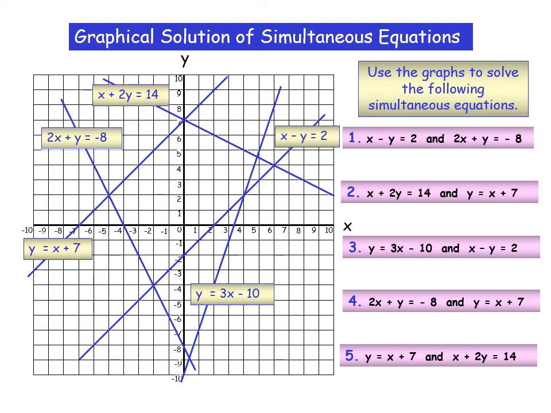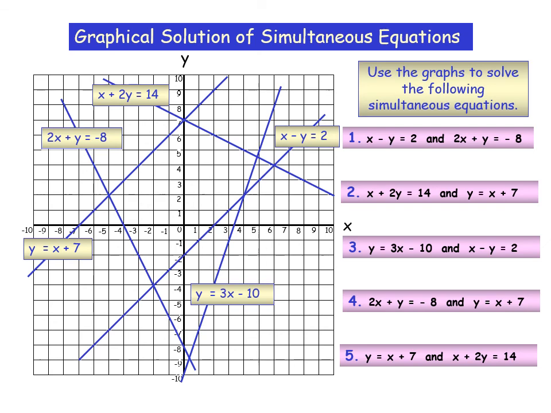So we are going to use the graph here to solve the following: x minus y is equal to 2, and 2x plus y is equal to negative 8. Where is x minus y is equal to 2? It is this line. And where is 2x plus y is equal to negative 8? It is this line. When this line and this line cross, where do they cross? They cross at point negative 2 and negative 4.